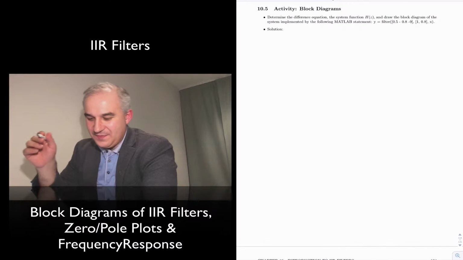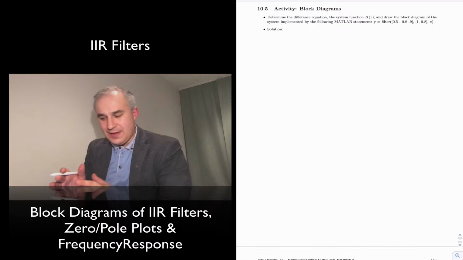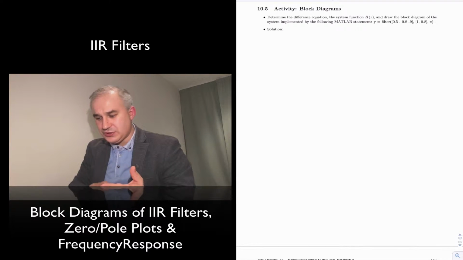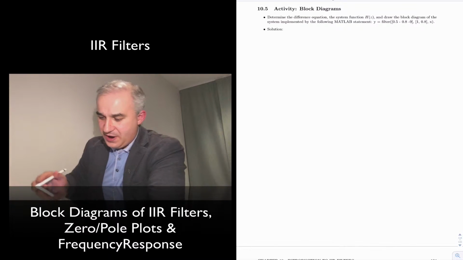Hello and welcome back. In this activity, from a statement in MATLAB, we're going to determine the difference equation, the system function, draw the block diagram, and make a couple of final remarks.